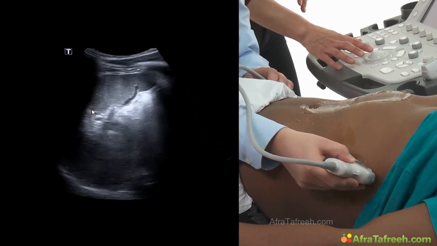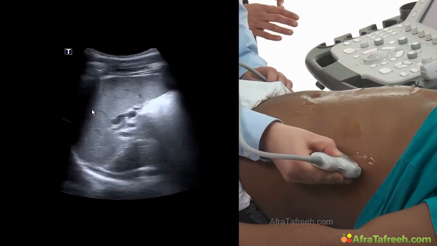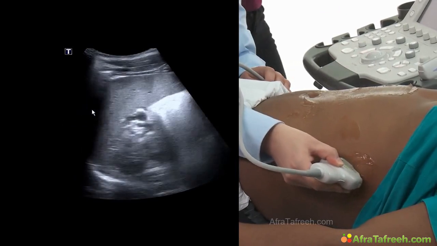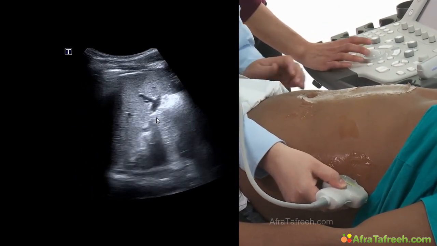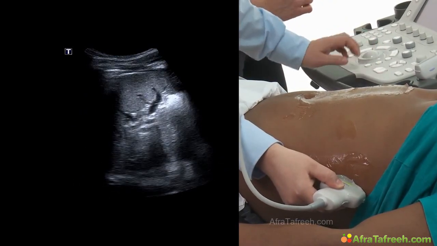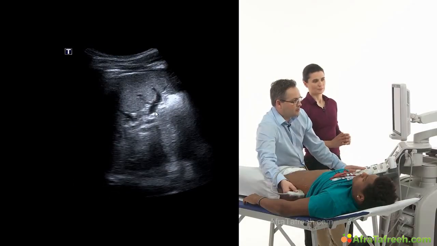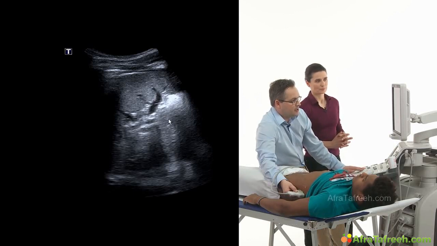Take a deep breath, please. Can be difficult sometimes. And now we can see here the splenic vein from the hilum of the spleen. And this tissue over here is pancreatic tissue, the tail of the pancreas. Really looks like a tail, doesn't it?